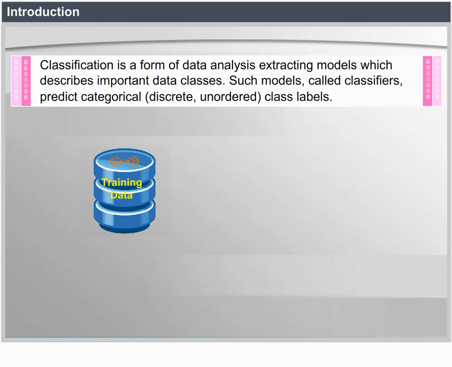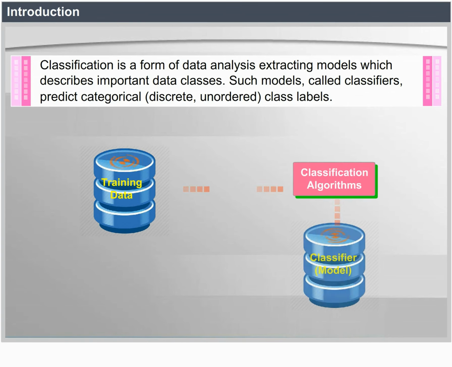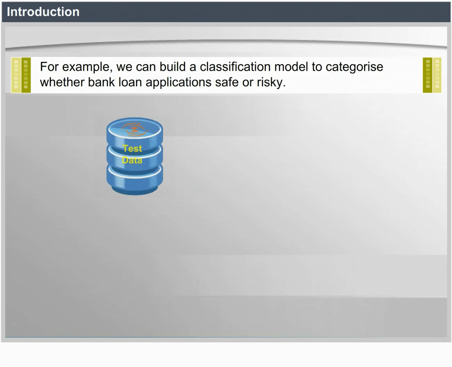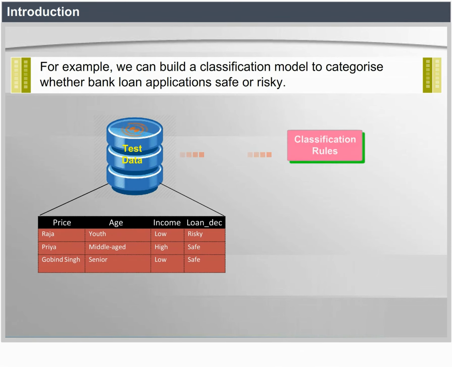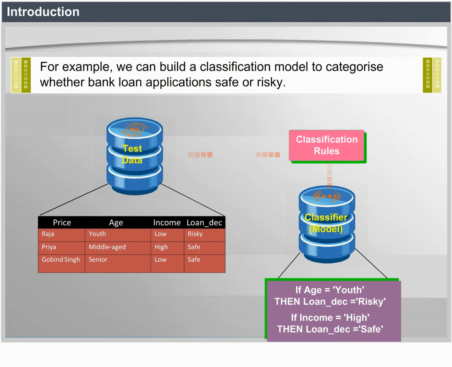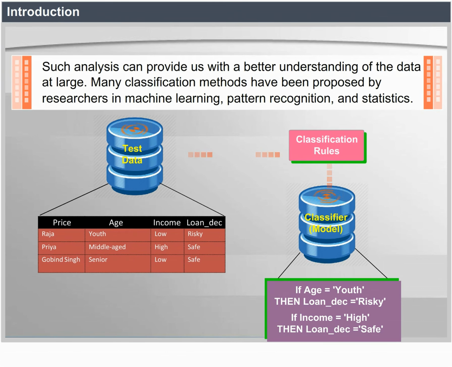Introduction. Classification is a form of data analysis that extracts models describing important data classes. Such models, called classifiers, predict categorical, discrete, unordered class labels. For example, we can build a classification model to categorize bank loan applications as either safe or risky. Such analysis can help provide us with a better understanding of the data at large.